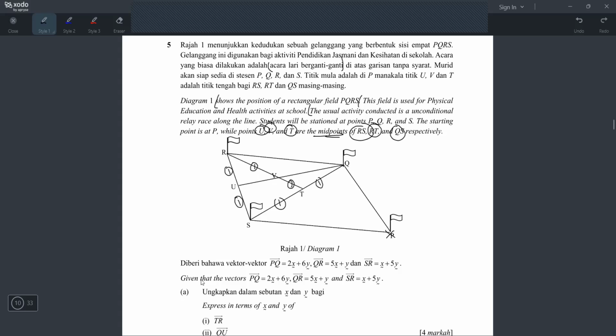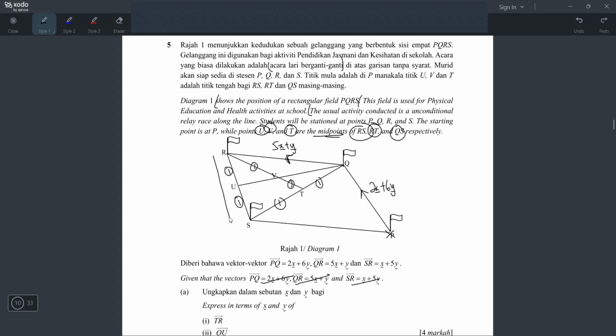And now let's see what else it says here. Given that the vector PQ is 2x plus 6y, let's label P to Q. This arrow will be 2x plus 6y. So done. QR vector is 5x plus y. Let's label Q to R, which is this one. It will be 5x plus y. And then the next one will be SR vector, which is x plus 5y. SR is this one.